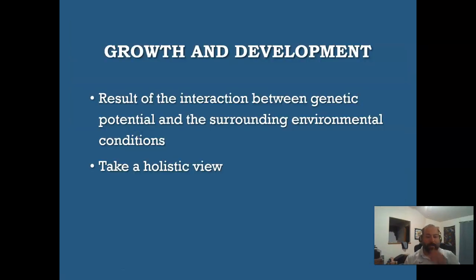And so in terms of the growth and development of trees, the big thing that I really want you to understand is it's a result of the interaction between genetic potential and the surrounding environmental conditions. And so you really have to take a holistic view. This is going to be important for anybody who's focused on trying to become an arborist: when I look at this tree, don't just look at this tree. What else is going on?